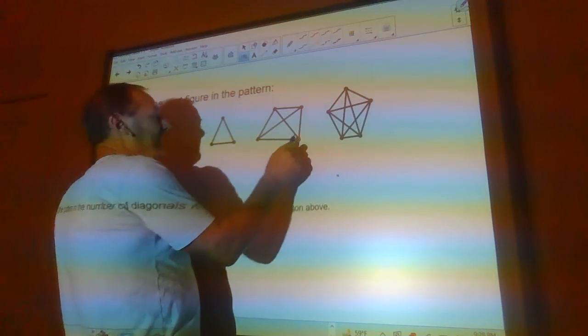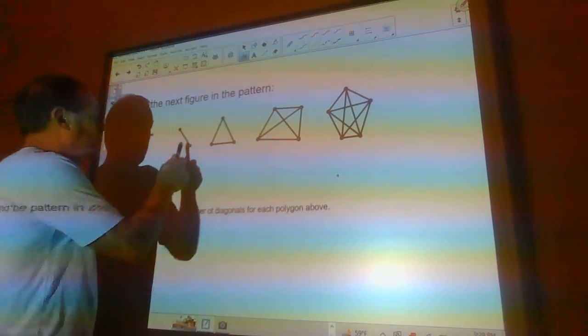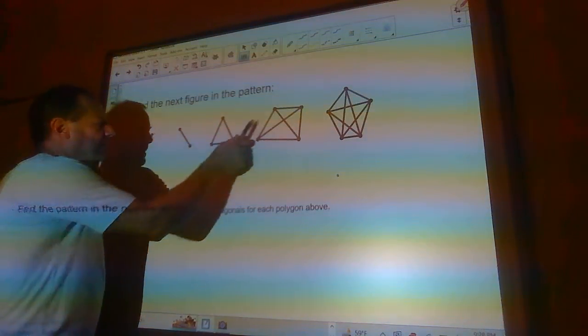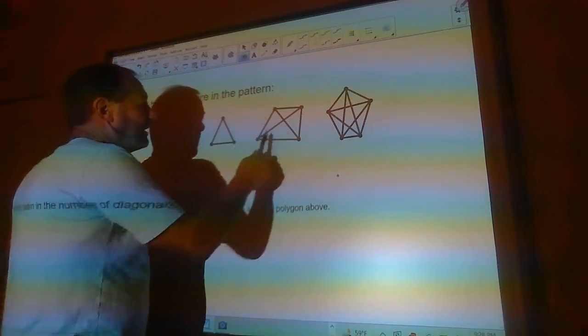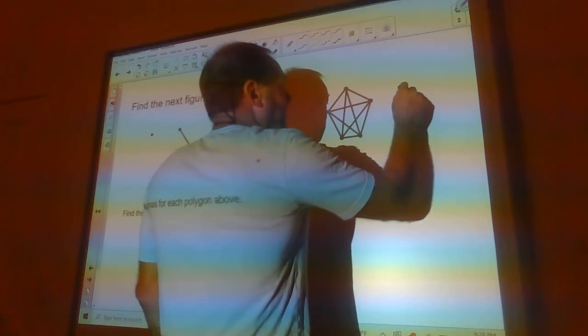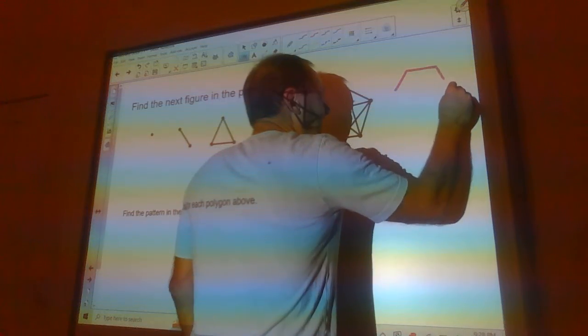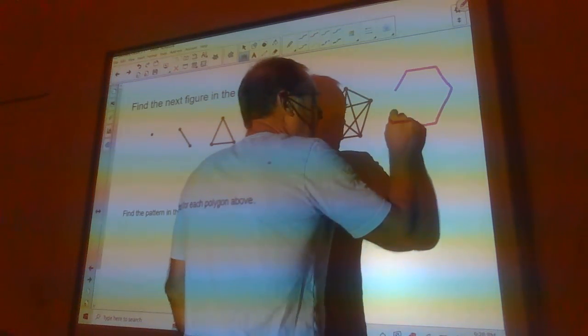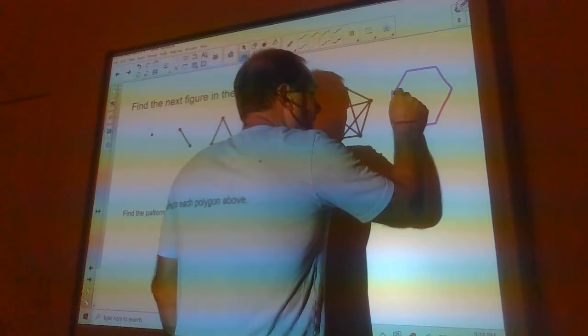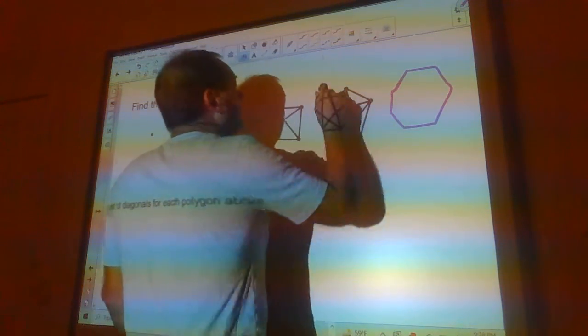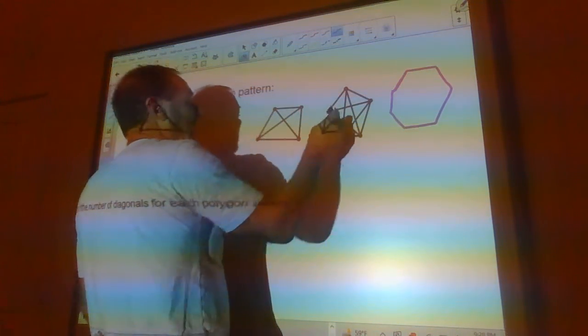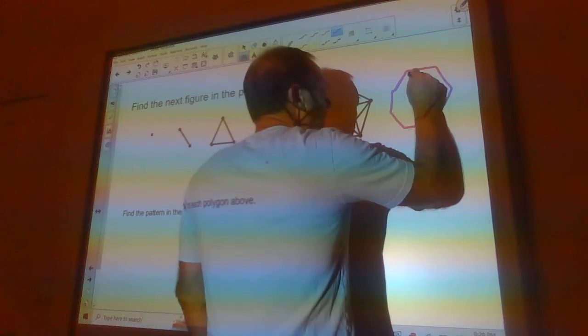Each time I add a side here. I had 3 sides, I had 1 side, then I jumped to 3, because you can't really do 2. Then I went to 4, then I went to 5. So the next one I'm going to guess is 6, kind of 6 like that. And then it has all the diagonals drawn, so I'm going to go ahead and draw the diagonals.